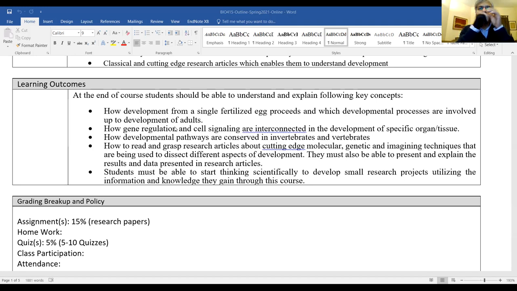So my dream, whenever I teach this course, is that students who go through this course should be able to define a question of their interest by the end of this course. They should be able to define a question in developmental biology which may be interesting to them, and then they should know how to answer this question. And that's where research papers play a big role in that learning process.